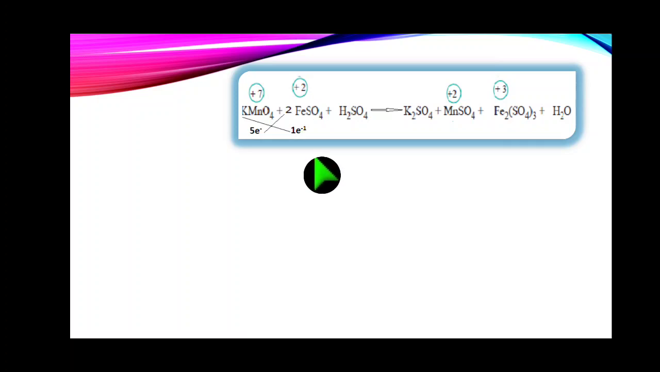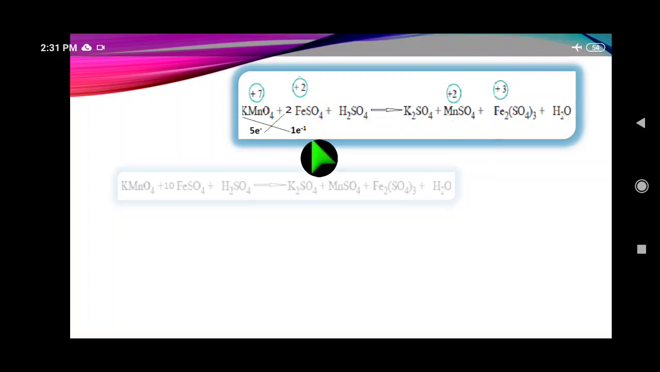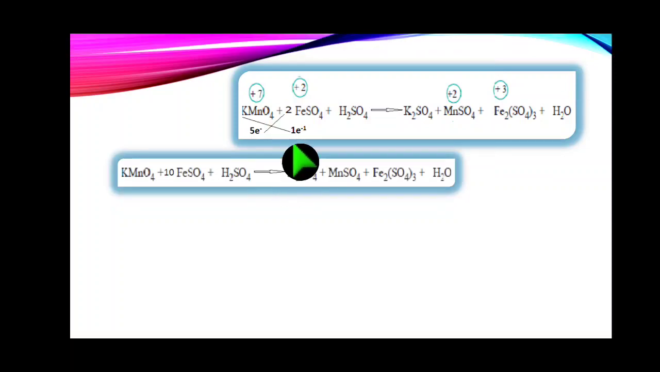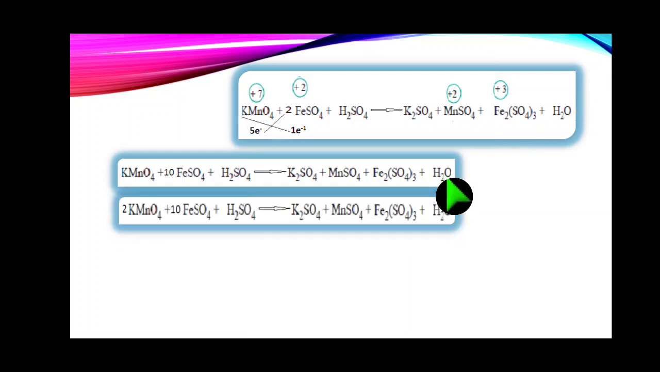Okay, the next step, cross multiplication. The transferred electrons, we have to cross multiply. So the next step will become: the 1 will go here, so 1 multiplies with KMnO4, then 5 multiplies with 2 FeSO4. So 10 FeSO4 plus H2SO4 gives K2SO4 plus MnSO4 plus Fe2(SO4)3 plus H2O. Next step, the iron is balanced.